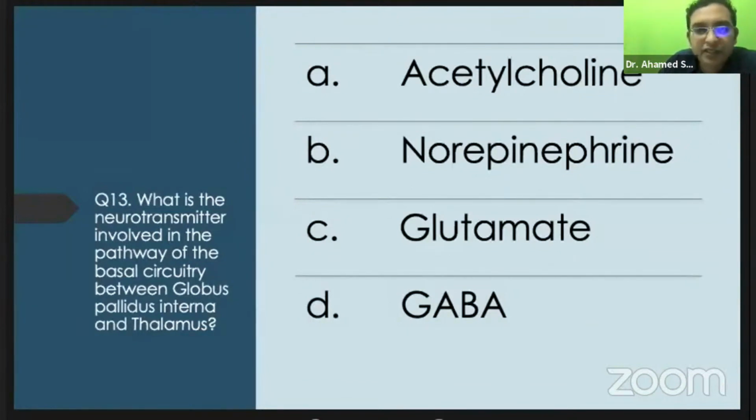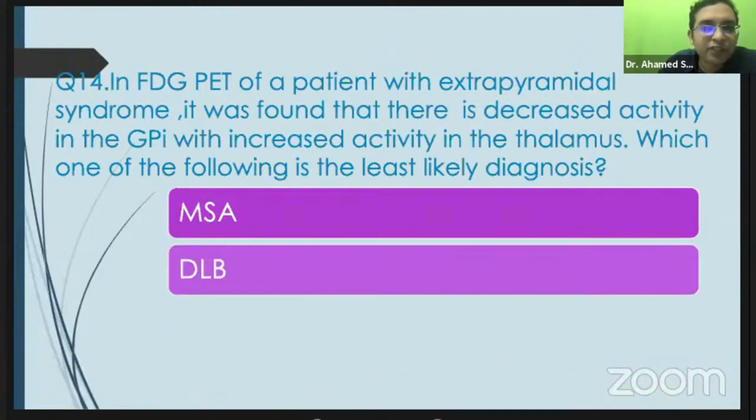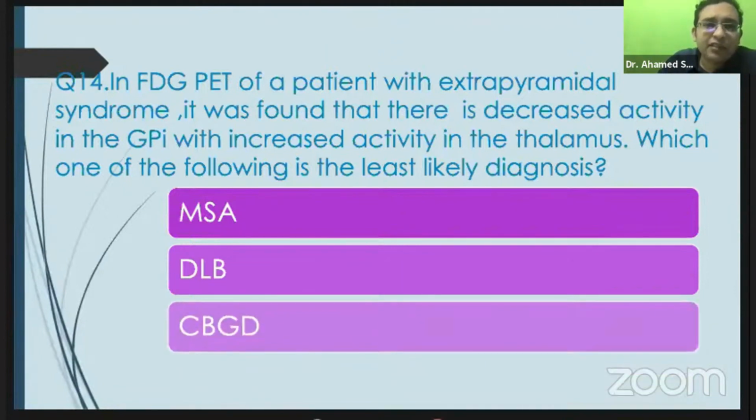Simple, straightforward question. In FDG PET of a patient with extrapyramidal syndrome, it was found that there is a decreased activity in the GPI, that is, globus pallidus interna was having decreased activity with increased activity in the thalamus. So which one of the following is the least likely diagnosis?